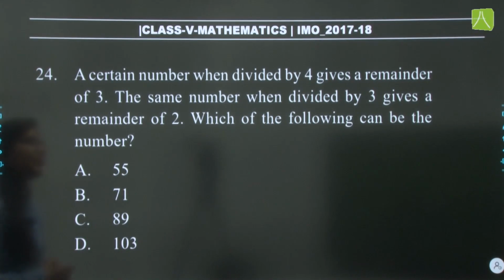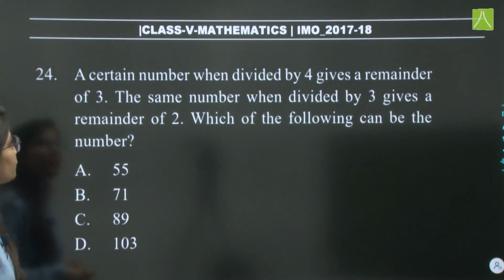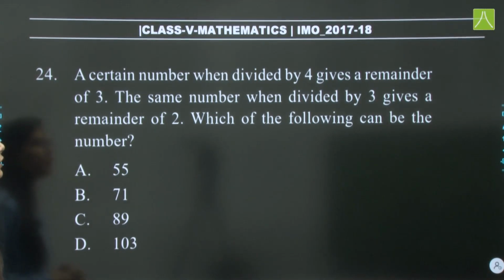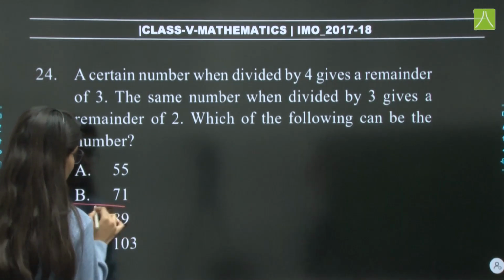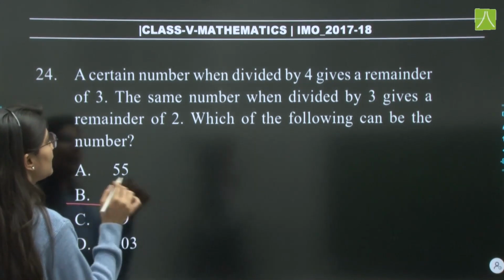A certain number when divided by 4 gives a remainder of 3. The same number when divided by 3 gives a remainder of 2. Which of the following can be the number? So we can do this question by options. So when you solve it, option B will satisfy it. You can check it.